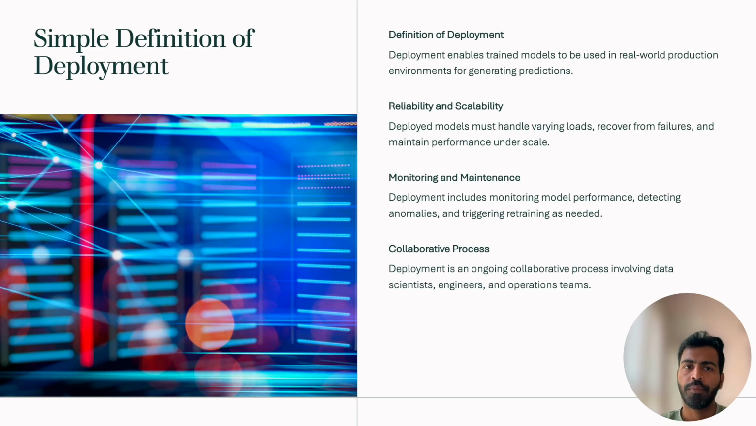Simple definition of deployment. Deploying an ML model means moving it from a development environment into a production environment where it can be safely used by real systems. A deployed model must be reliable, scalable, and maintainable, meaning it should handle varying loads, recover from failure, and adapt to changes in the data distribution. For example, deploying a recommendation engine involves hosting the model on a server, exposing endpoints for requests, and ensuring low latency response for millions of users.